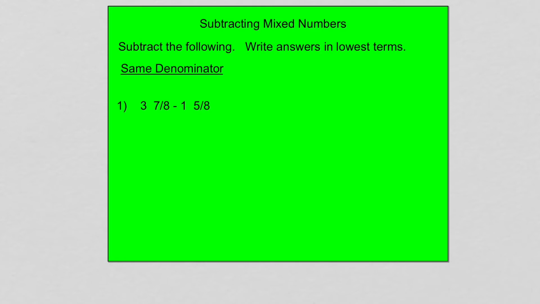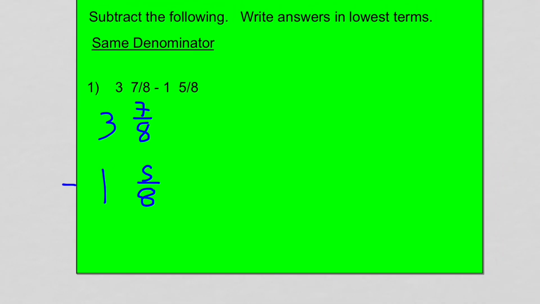So when you have questions that have the same denominator, 8 in this example, we have 3 7/8 subtract 1 5/8. And what I want to do first is I want to do a little estimate of what the solution might be. So I'm going to put estimate up here. And whenever we're estimating, we want to round off our numbers to numbers that are really easy to do in our head. So the number 3 7/8, that's really close to 4. So I'm going to round that to 4.